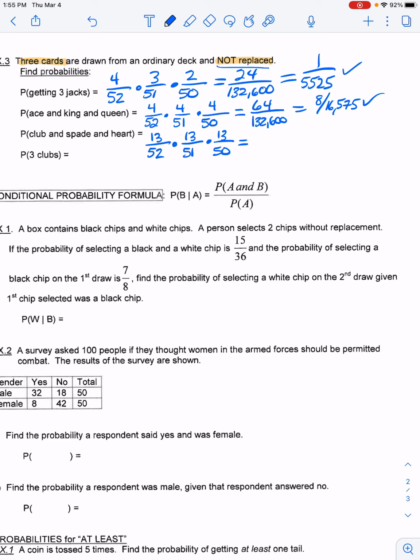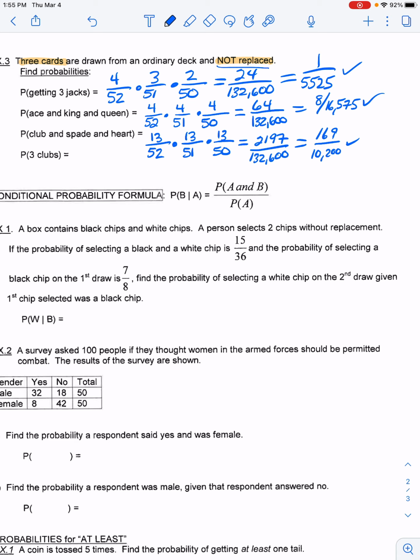previous. So this one multiplies to be 2,197 over 132,600, reduces to 169 over 10,200. Okay? And lastly, for cards, we have 3 clubs, okay?